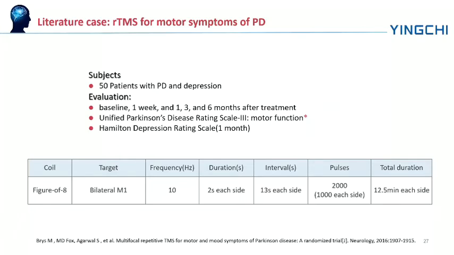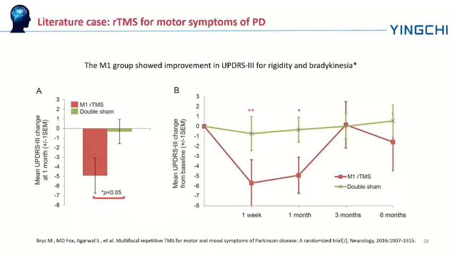Here is a literature case of rTMS used for the motor symptoms of Parkinson's disease. Their clinical evaluation starts from before the TMS treatment, then 1 week after treatment, and 1 month to 6 months after treatment. They use a figure-of-8 coil to apply high-frequency rTMS over the bilateral M1. You can see that the M1 rTMS has shown improvement in the results for rigidity and bradykinesia, which is the abnormal slowness of physical movement.